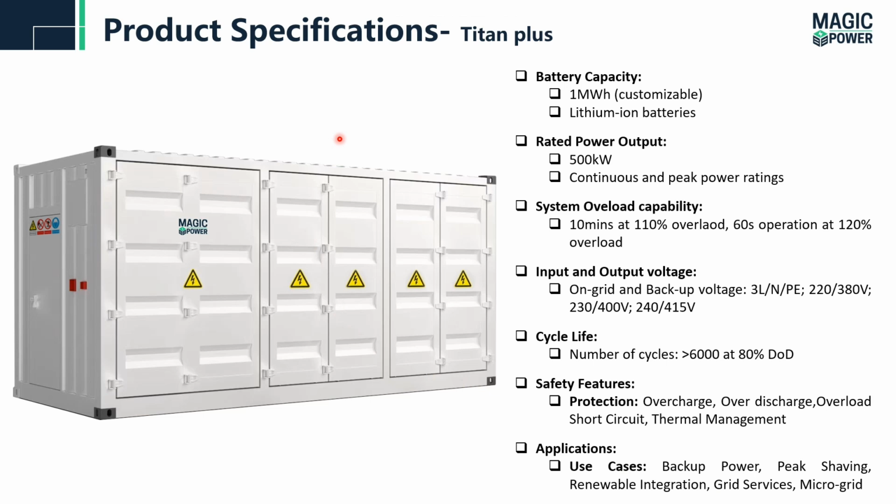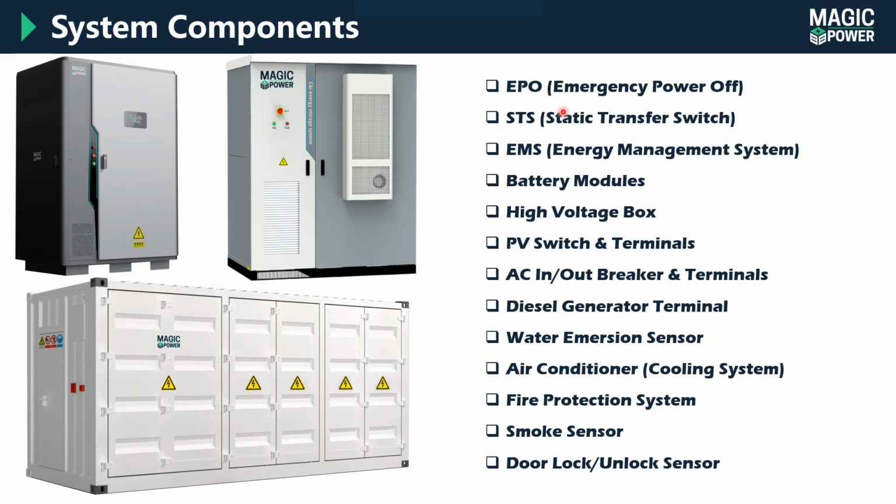Next we will look at what main components we use in the system for safety or for operation, some sensors or some protection systems for the system itself. The system components include the emergency power off button, transfer switches, and energy management systems. How do we manage the energy which is stored, or which we want to buy from the power grid, or the solar power generates? Similarly, the battery modules, high voltage box, and switches for solar panels, power grid, and load side diesel generator terminals.